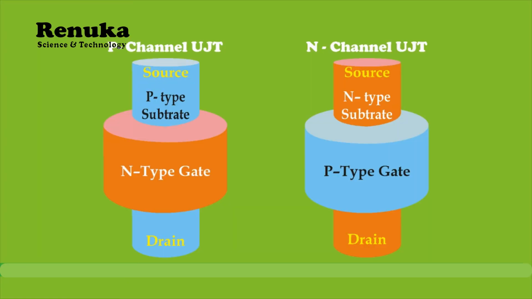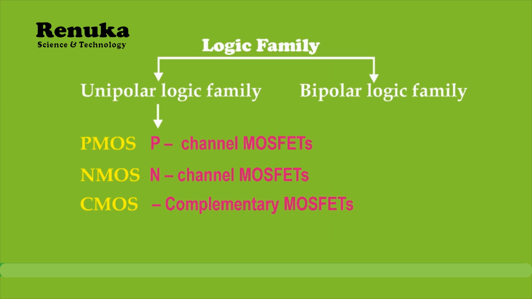In this way, p-type and n-type MOSFETs or UJTs are constructed, in which the current is due to only one pole, that means either due to electrons or due to holes, the p-type charges. That is why two types of UJTs can be formed. Further, these UJTs are modified and they form the metal oxide semiconductor field effect transistor, in which an oxide layer of metal oxide is inserted between the connections.